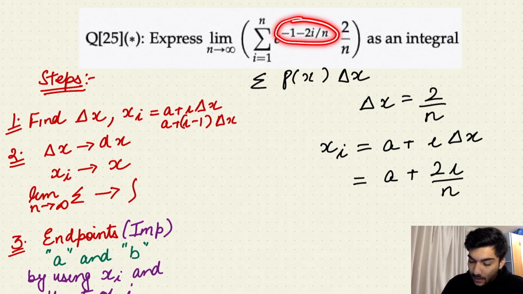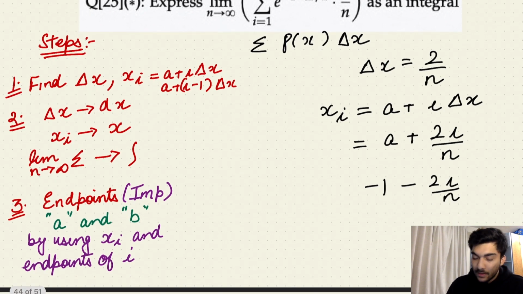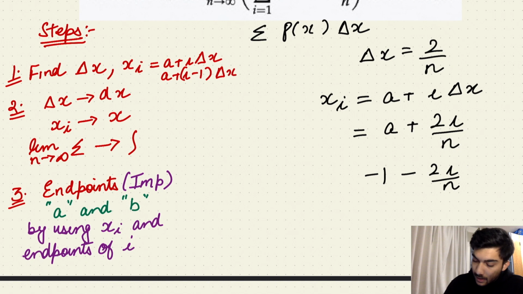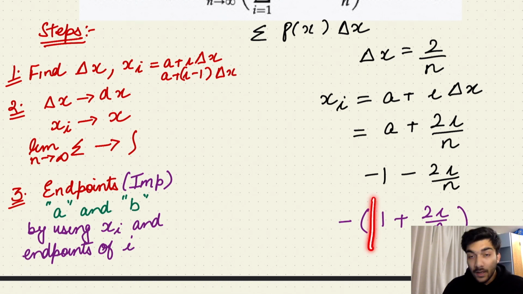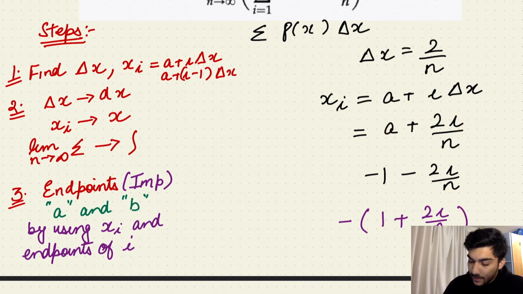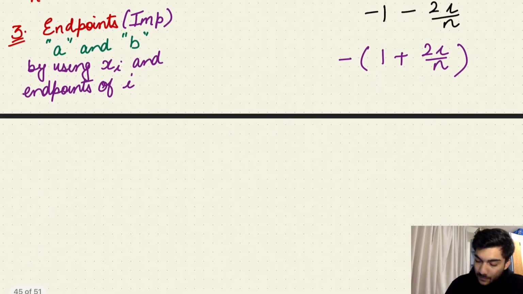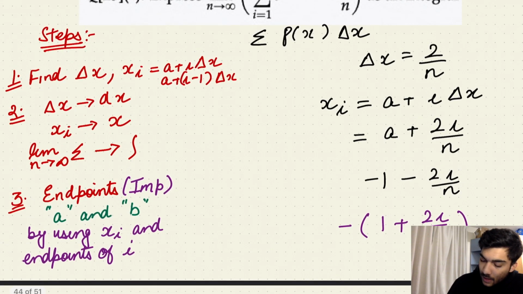And I clearly see that I can find this pattern in this expression, which is minus 1 minus 2i by n. So if I compare both of these expressions, I'll take the minus sign out and this would become 1 plus 2i by n. And if I now compare these two expressions, I can clearly see that my a is equal to 1, and I'll adjust this negative sign afterwards. So now, based on all the calculations we did, my xi becomes xi equals 1 plus 2i by n.